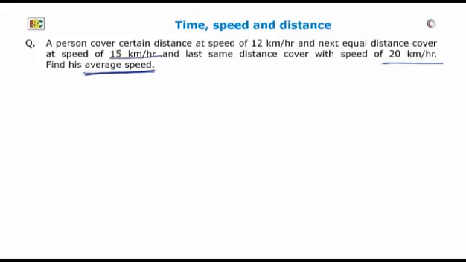Again, for solving this question, we will assume the distance for one part, and that will be equal to the LCM of all the given speeds, that is 12, 15 and 20. It means assumed distance is equal to the LCM of 12, 15 and 20, and that will be equal to 60 kilometer.